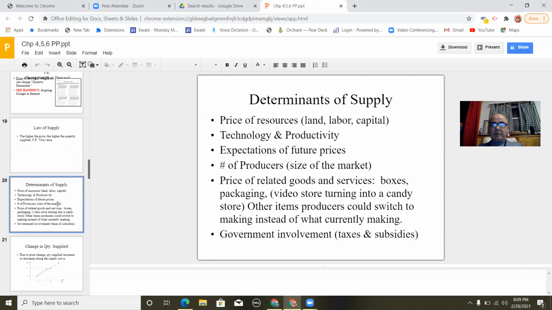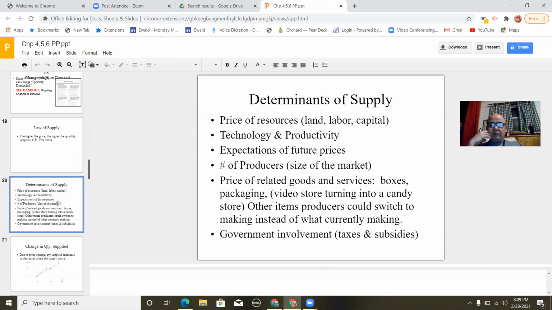And just like there were determinants of demand, there are also determinants of supply. So what are those things that can move or shift the supply curve one way or the other? The first thing listed here is price of resources. Remember, supply is created by the producers, and demand is created by the consumers.